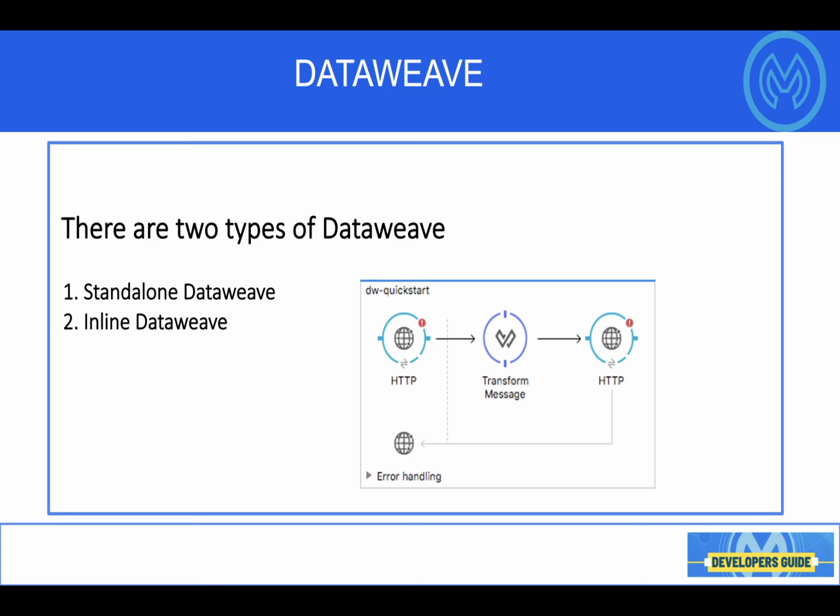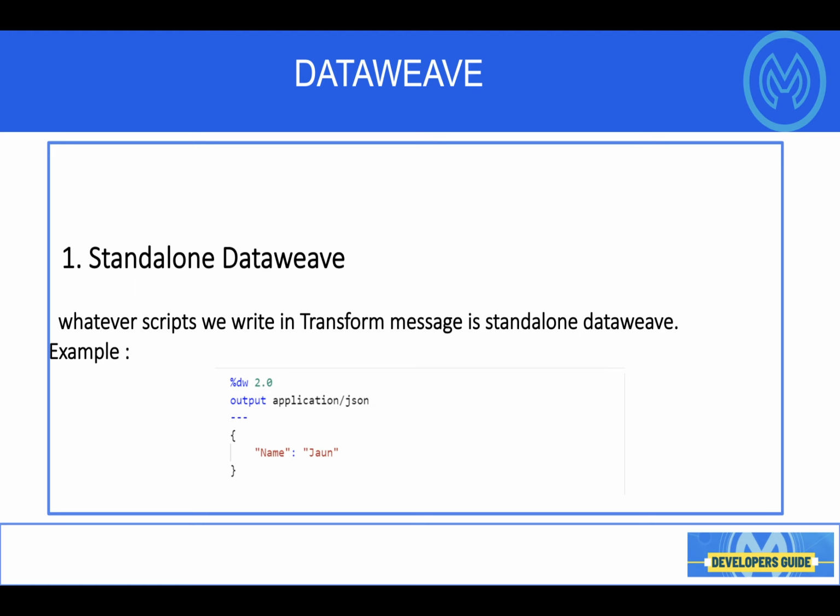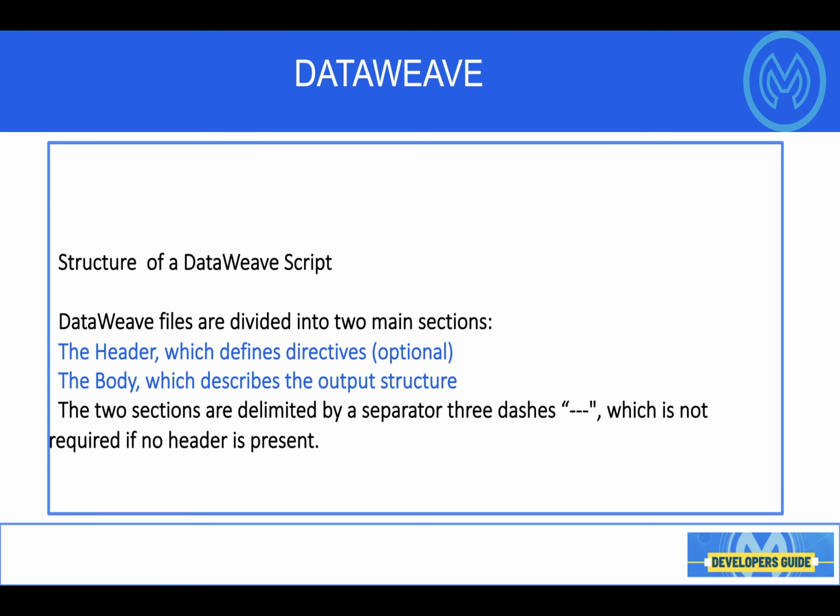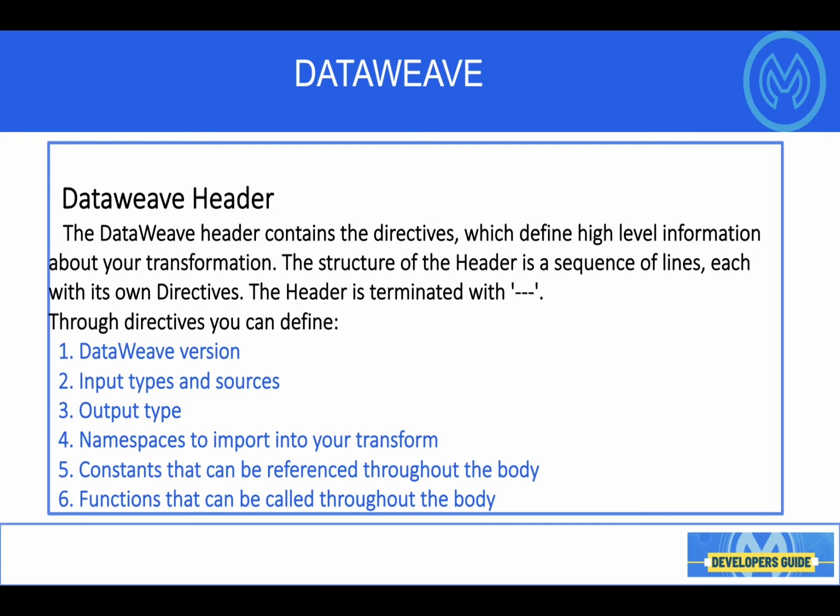We also discussed that we have inline and file options, and we did some modification there. I will do the correction in this PPT. Then we discussed the structure of DataWeave. We have two parts, one is the header and the other is the body. In the header, we can define the DataWeave version, input type, output type, namespace, variable, and function. All those things we discussed in detail.